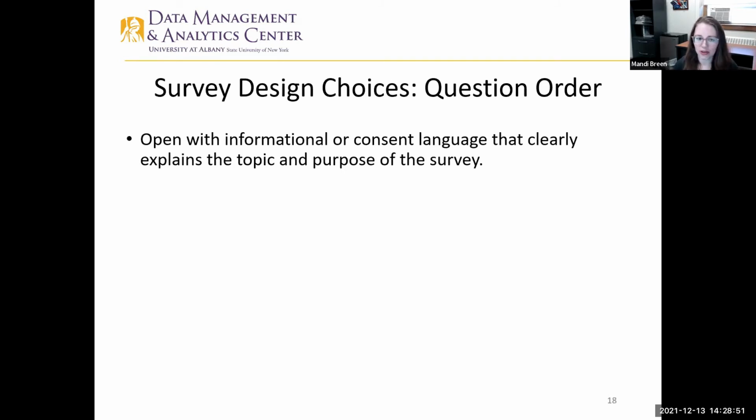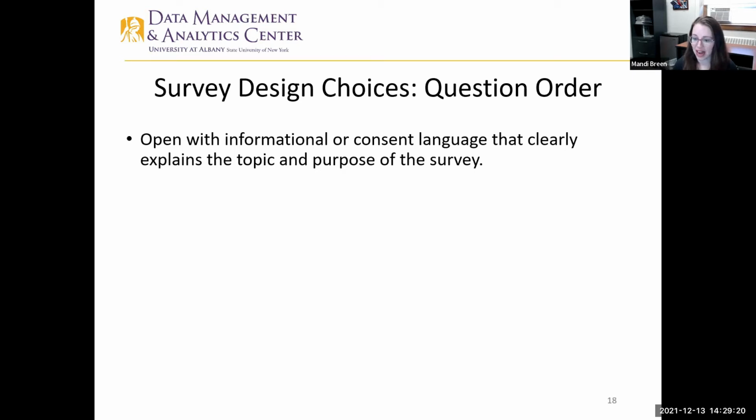You should really open with that informational or consent language that clearly explains your topic and the purpose of your survey. This is in part to motivate your respondent to continue clicking in your survey. If you don't have some interesting topic information and it just lists for them, like, we promise not to share your information and this will take you 30 minutes, they might just bounce because that sounds terrible and you haven't given them a reason to stick around.